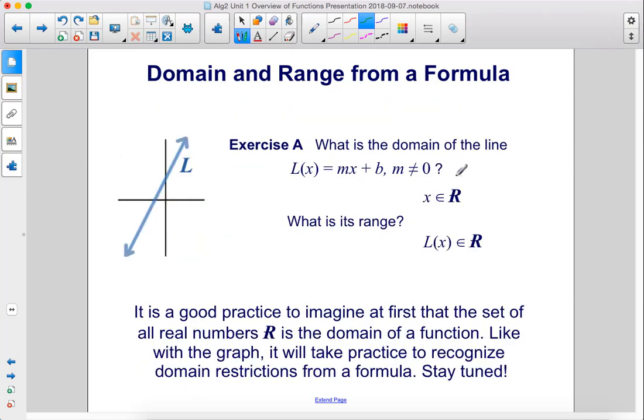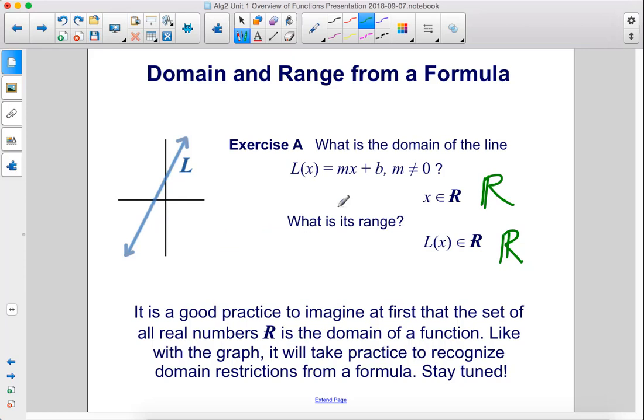So here we have the domain. X belongs to all real numbers, which I tend to draw like that, and the range, L of x, belongs to all real numbers as well. It's a good practice to imagine at first that the set of all real numbers, R, is the domain of a function. Like with the graph, it will take practice to recognize domain restrictions from a formula.